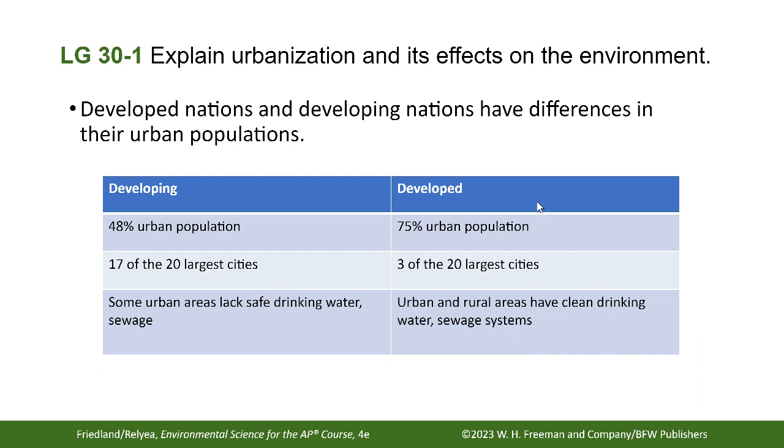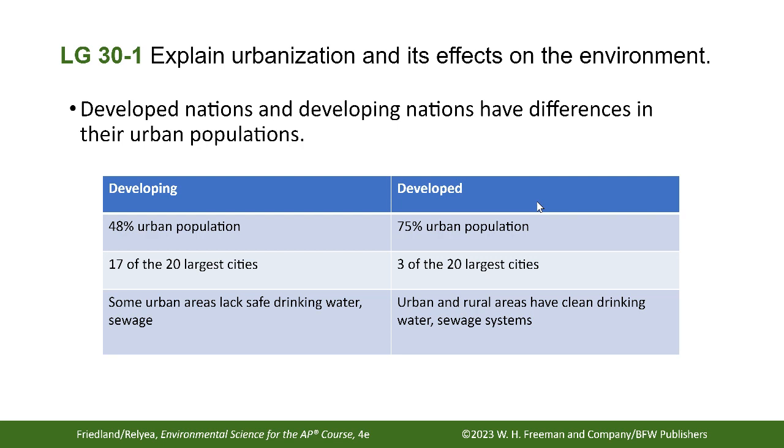Okay, so going to this next thing, you can see that developed nations and developing nations have differences in their urban population. So 48% of the developing world is in an urban population, whereas in a developed nation, 75% of the people live in an urban population. Okay, 17 of the 20 largest cities are in developing nations, so that means countries that are still developing actually have more of the larger cities like Mumbai, probably areas that are packed with population without much infrastructure. Okay, so in my head, that comes to like India or a lot of the Middle East that's not fully developed yet. And then only 3 of the 20 largest cities are in developed nations, such as the UK, America, Germany, that kind of stuff, right?